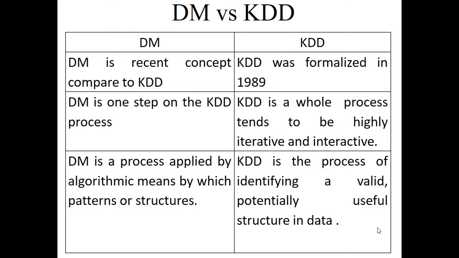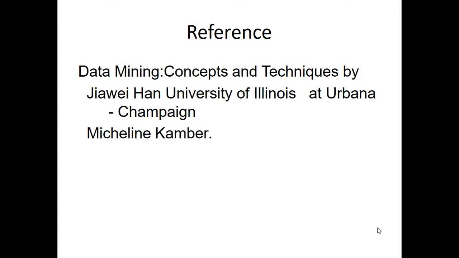KDD is a whole process that tends to be highly interactive. DM is a process applied by algorithms by which patterns or structures are extracted or evaluated. KDD is a process of identifying valid, potentially useful structure in the data. This is the difference between KDD and data mining. Data mining is a part of KDD. KDD is the whole process of extracting patterns from a huge amount of data. Thank you.